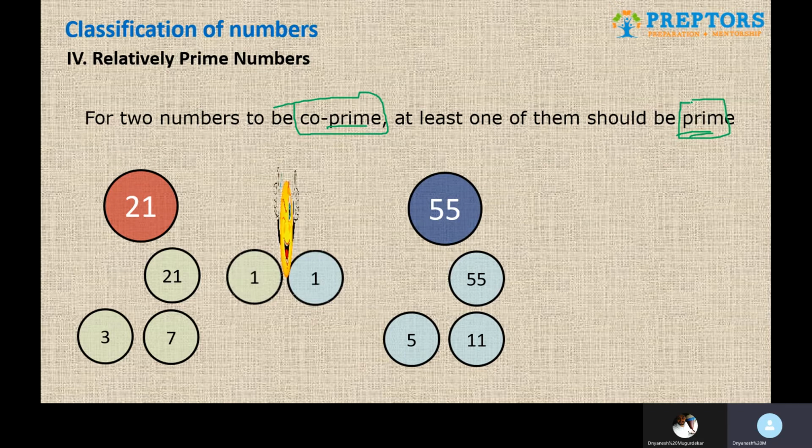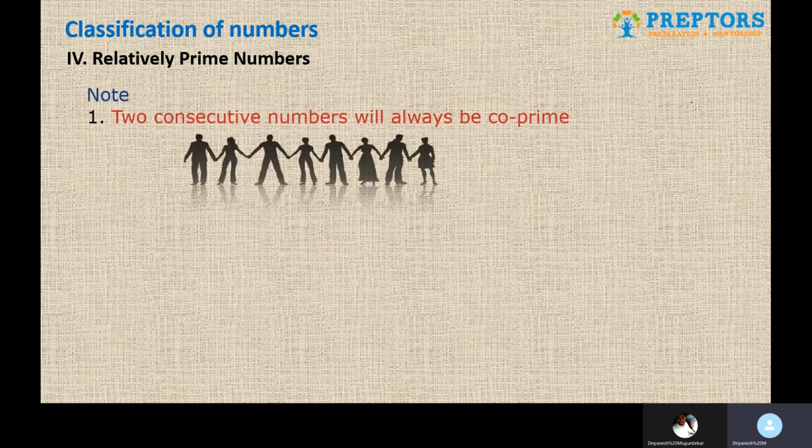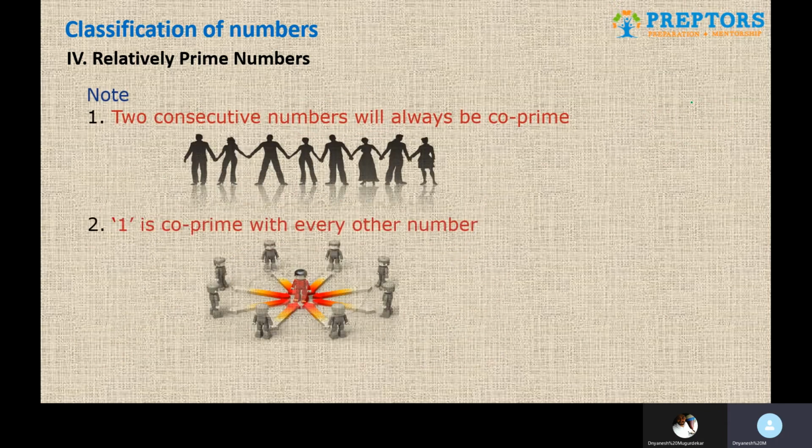The second point is two consecutive numbers are always co-prime, and we can prove that with 6 and 7, for example. 6, when you factorize, the factors will be 1, 2, 3, 6. And 7, when you factorize, the factors will be 1 and 7. How many common factors? Just one. And that proves my point that two consecutive numbers are always co-prime.